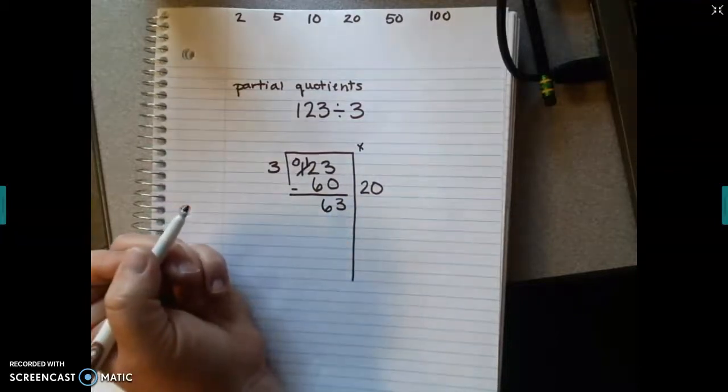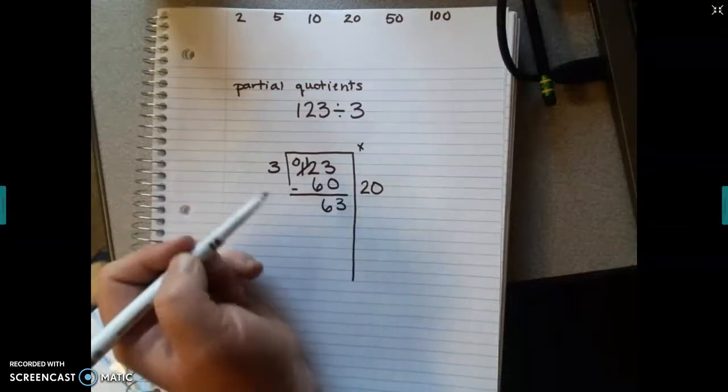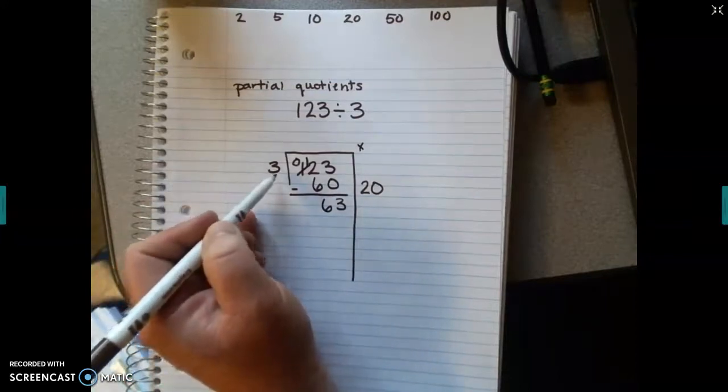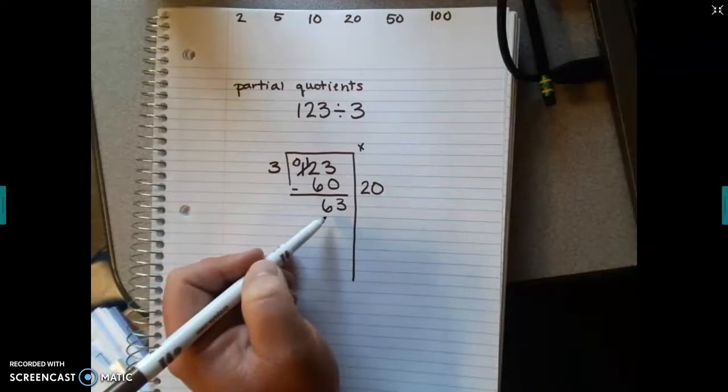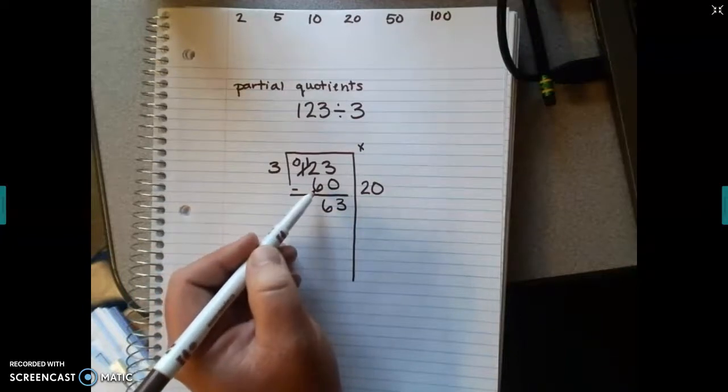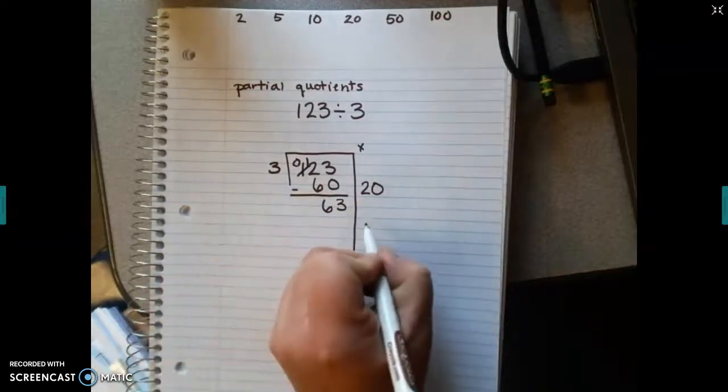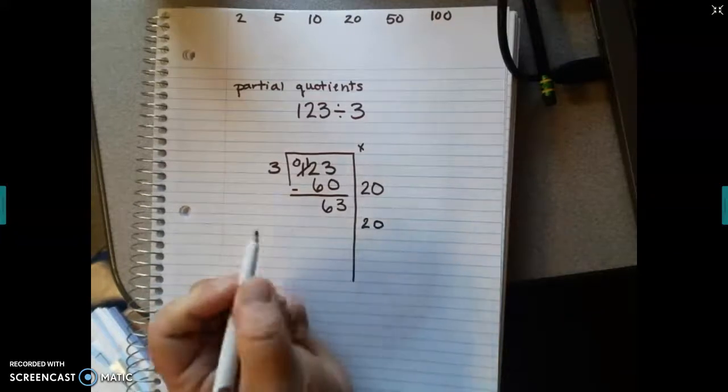Now we're going to repeat the same process again. So I'm going to think, what can I multiply 3 by to get close to 63? Well, we just did 20 and we got 60, so that's going to work again. So we're going to do another 20.